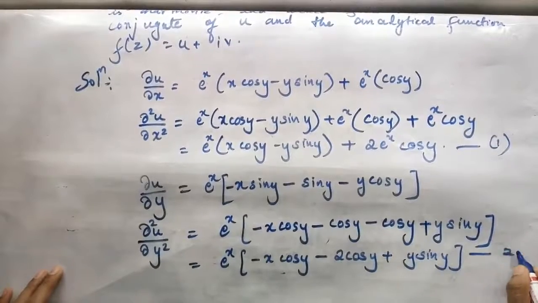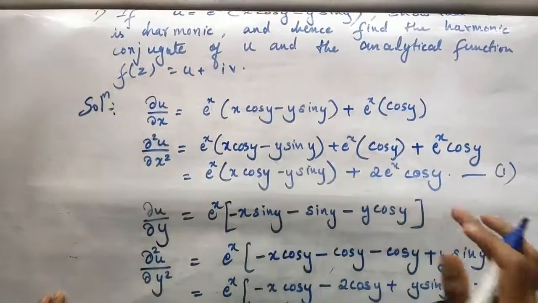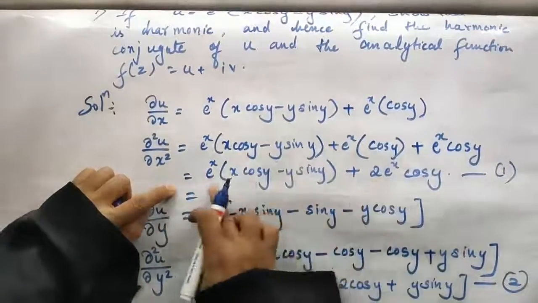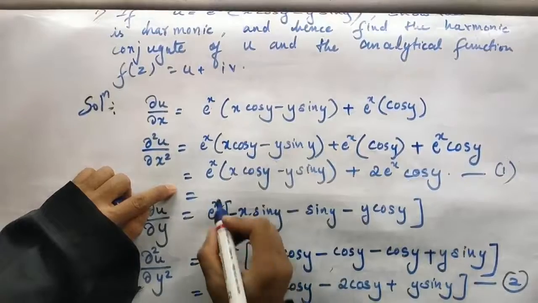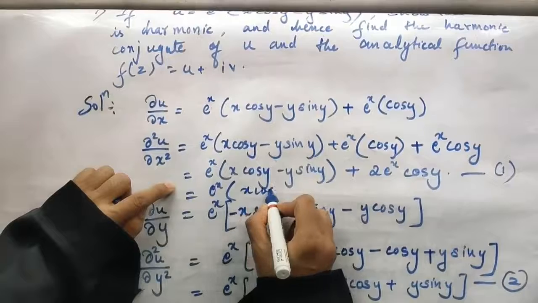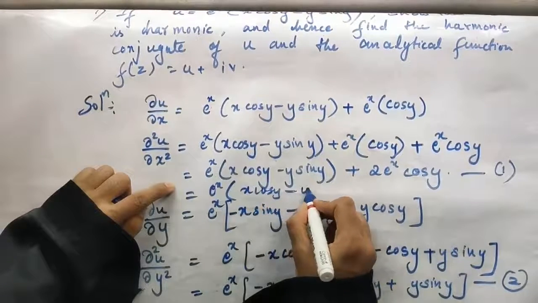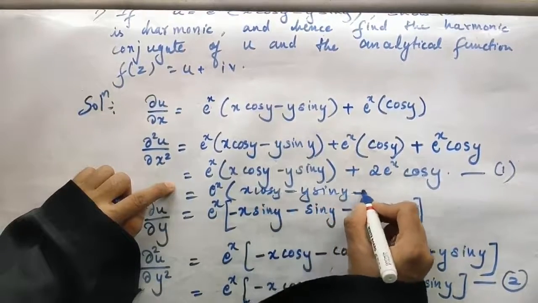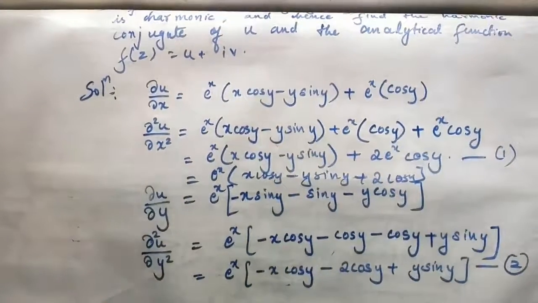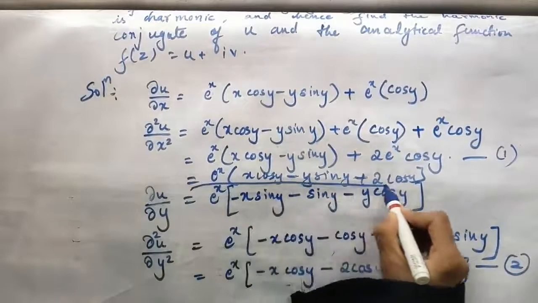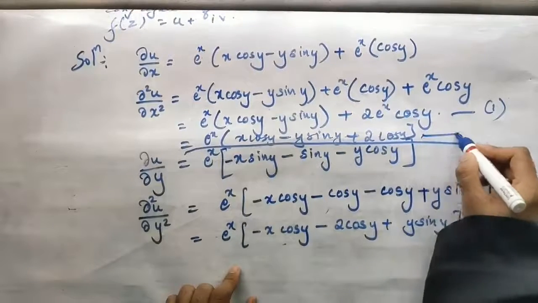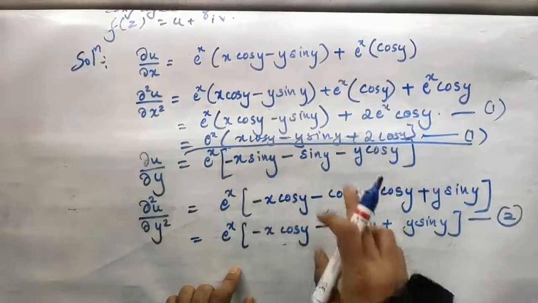This is equation 2. Now, I just want to rewrite my equation 1 so as to make you clear. Look at this. From these two terms, I can take e to power x common. E to power x common. Look at that: x cos y minus y sin y plus 2 into cos y, complete the bracket. Okay, just look at this term. Now compare it. This is your equation 1, already. Compare it with equation 2.